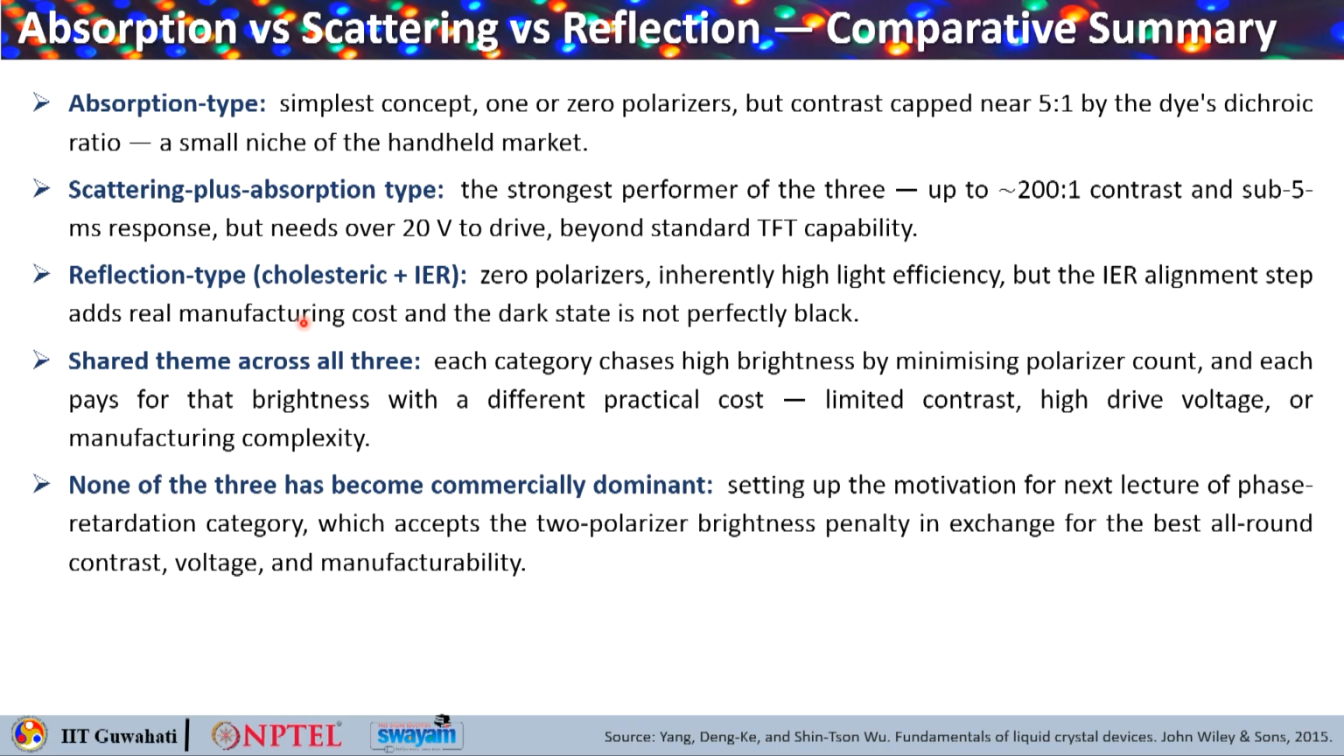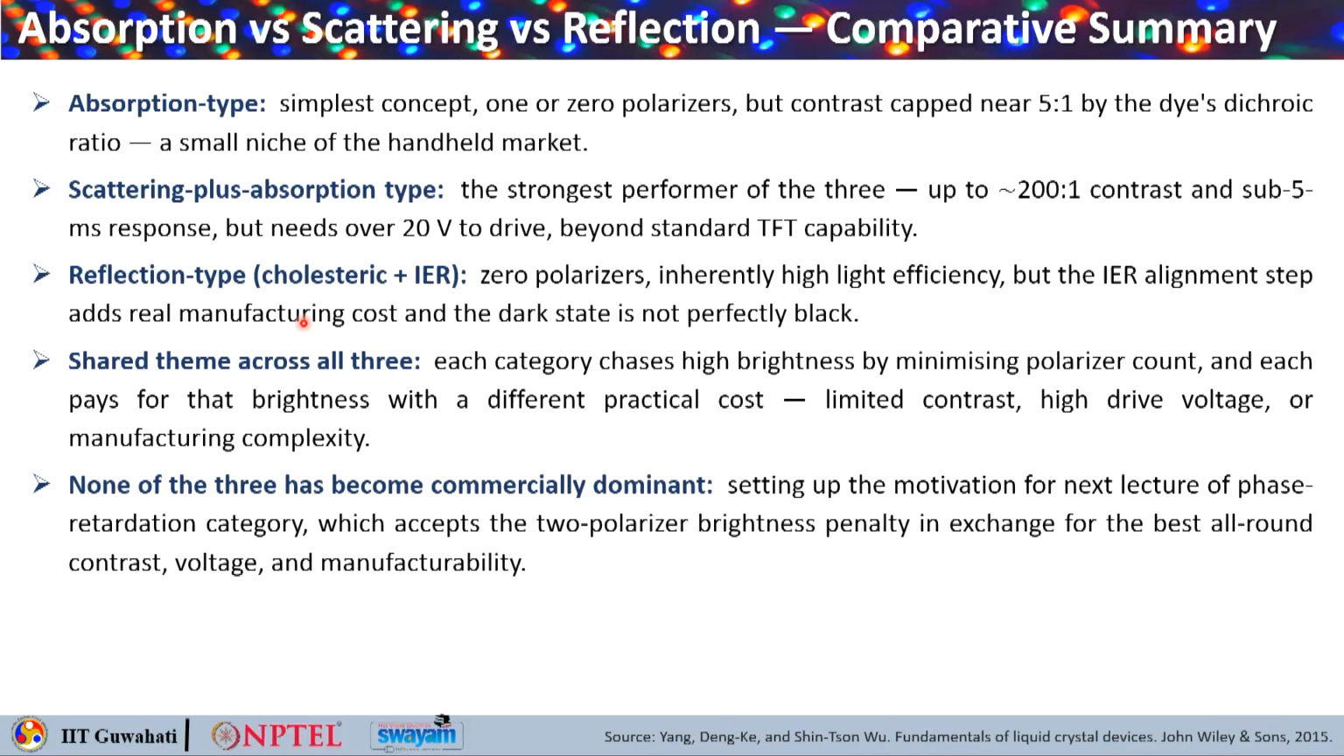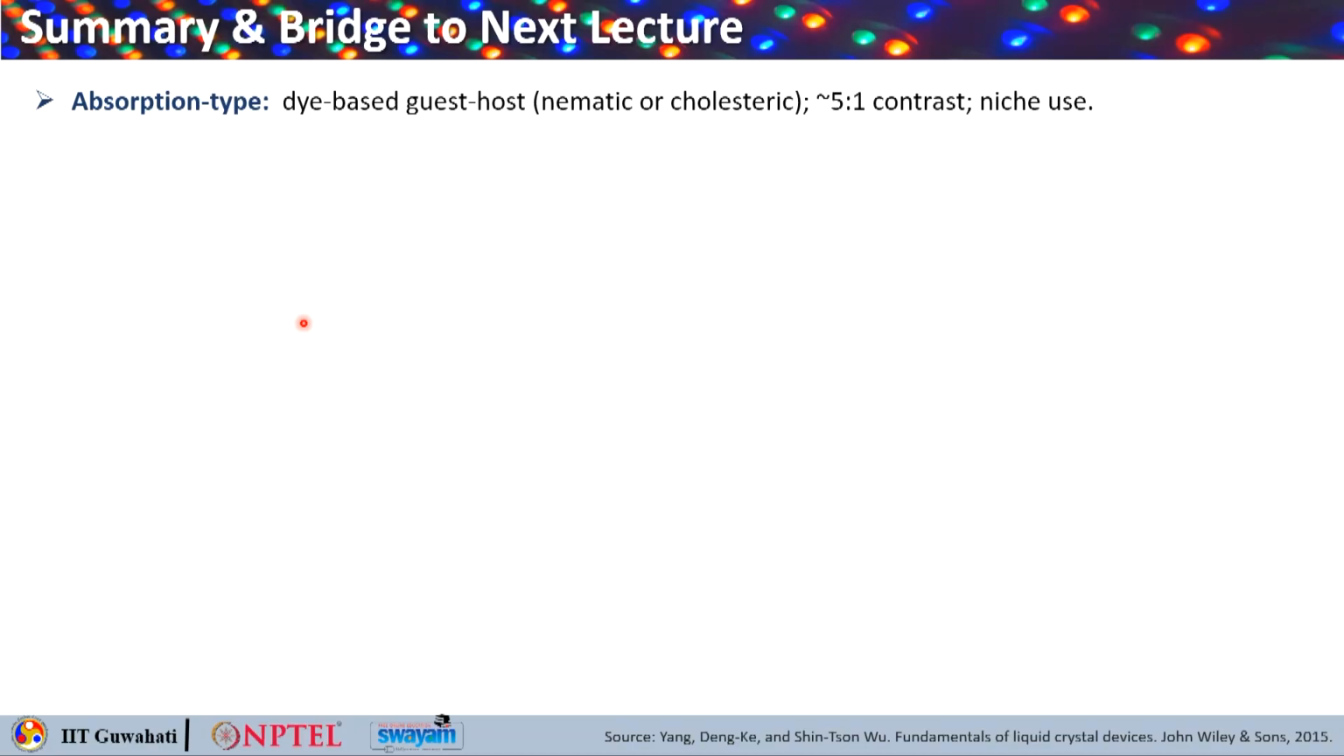That sets up the motivation for the next lecture, where we will discuss the phase retardation category, which accepts the two polarizer brightness penalty in exchange for the best all-round contrast, voltage and manufacturability. It is a perfect trade-off that you can get in this phase retardation category. Here is a quick summary of these two lectures, 27 and part B, that we have recorded today.